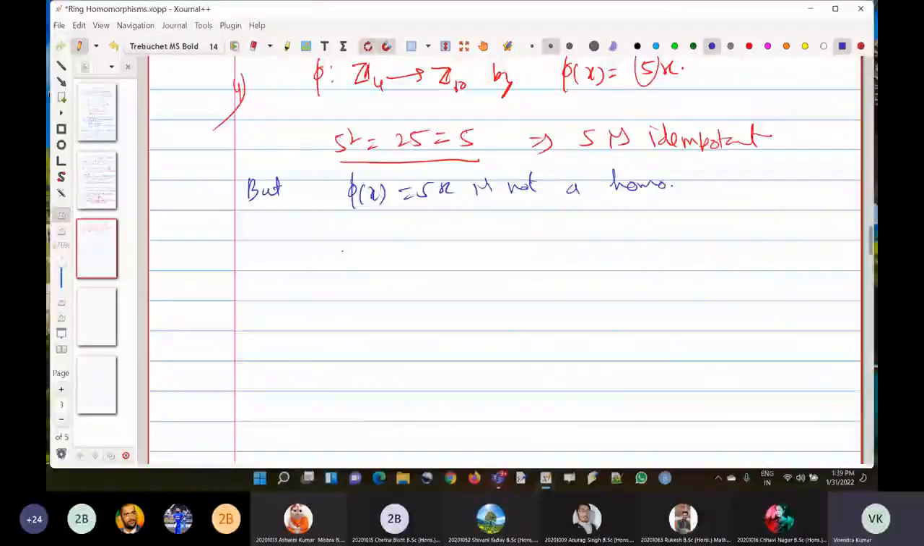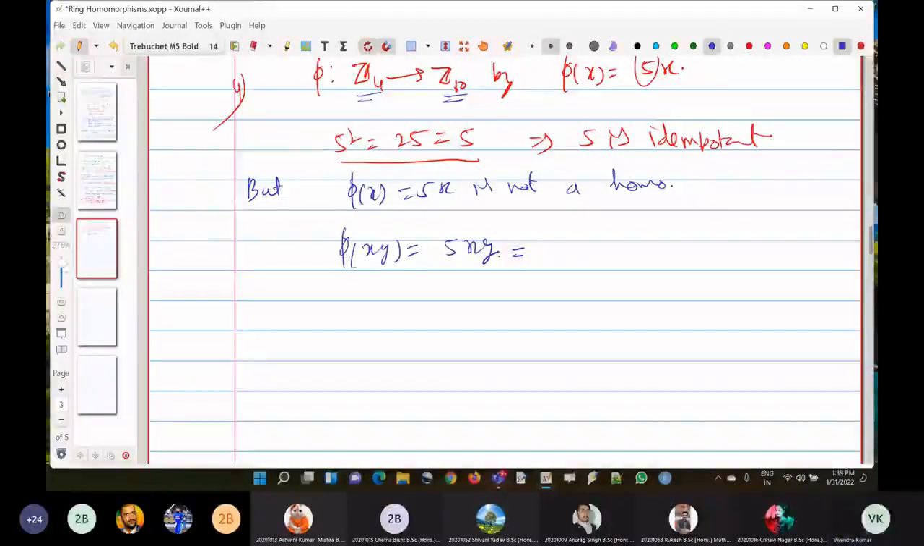Okay, so why is it not a homomorphism? You can check it out. Take 5 of x times y, where this product is in Z4. Here, 5 times xy, we are taking the product in Z10. You need to take care of this.